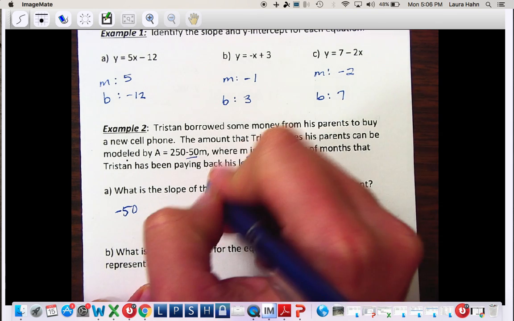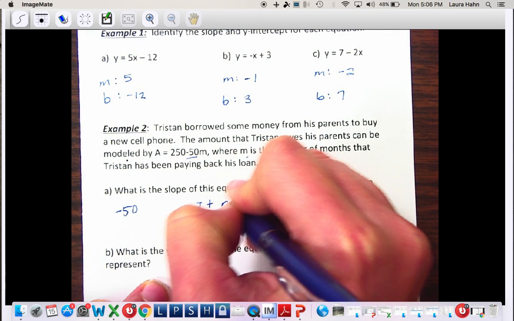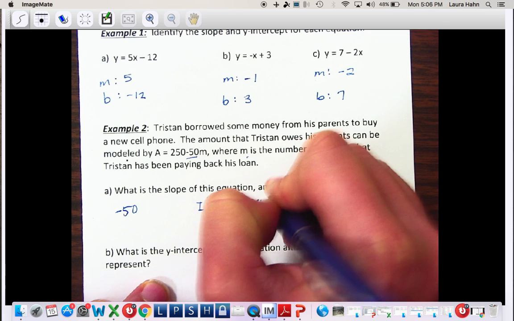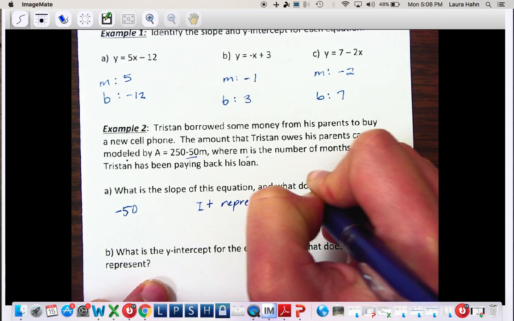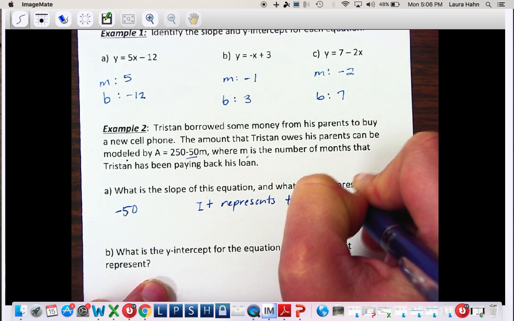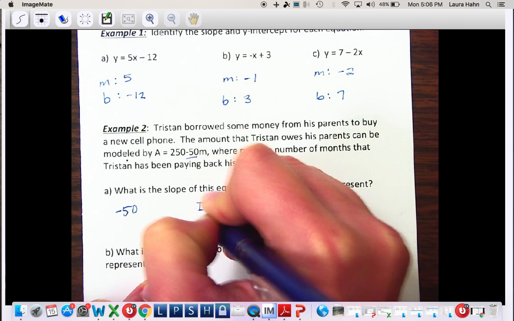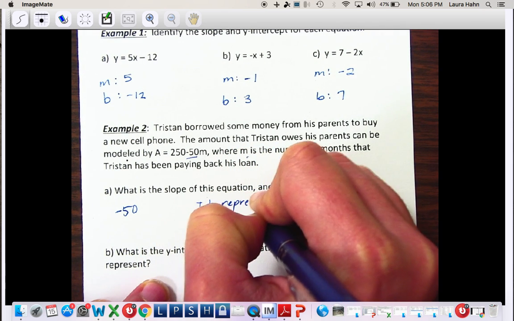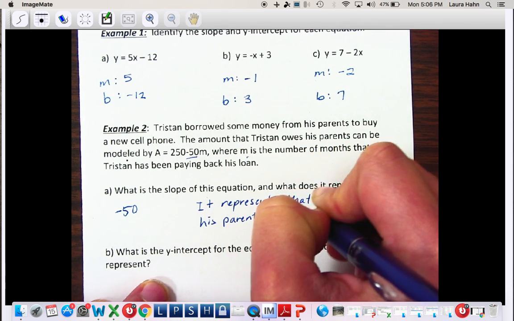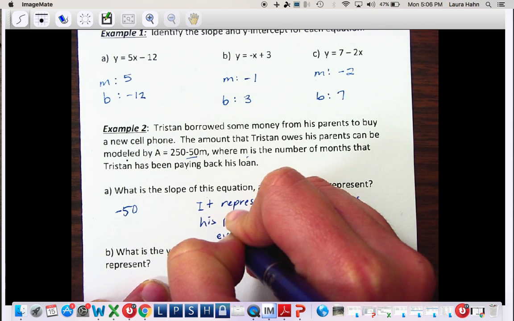So I'm going to put, it represents that he pays his parents back $50 every month.